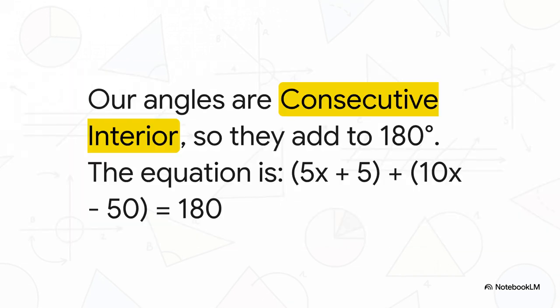Okay, these angles are inside the parallel lines and they're on the same side of the transversal. That means they're consecutive interior angles. And what's the rule for those? They're supplementary. So for step 2, we set up our equation. The first angle plus the second angle has to equal 180.